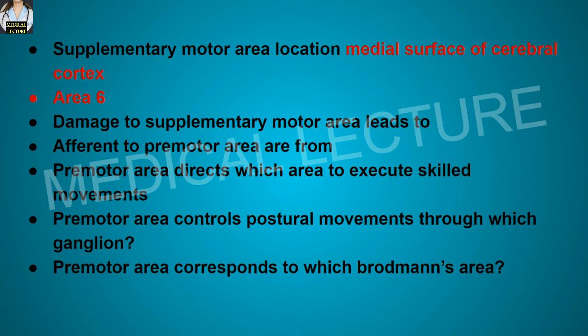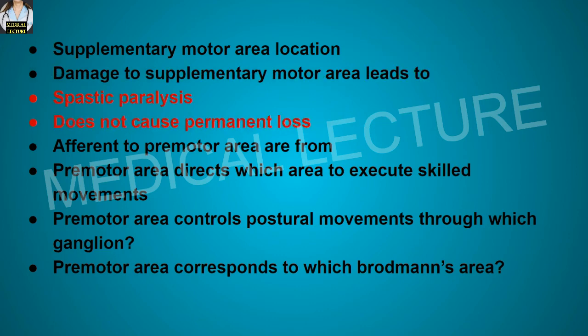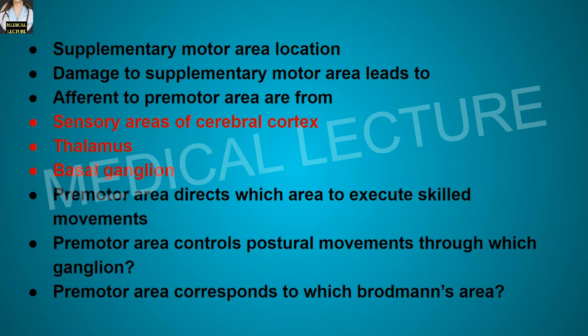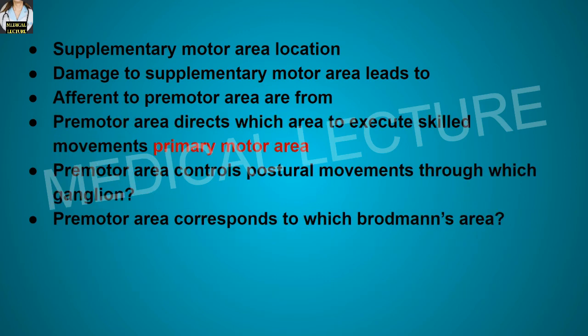Damage to supplementary motor area leads to what? It leads to spastic paralysis, and it does not cause permanent loss basically. Afferents to premotor area are from sensory areas of cerebral cortex, thalamus and the basal ganglia. Premotor area directs which area to execute skilled movements? Primary motor area. Premotor area controls postural movement through which ganglia? Through the basal ganglia.